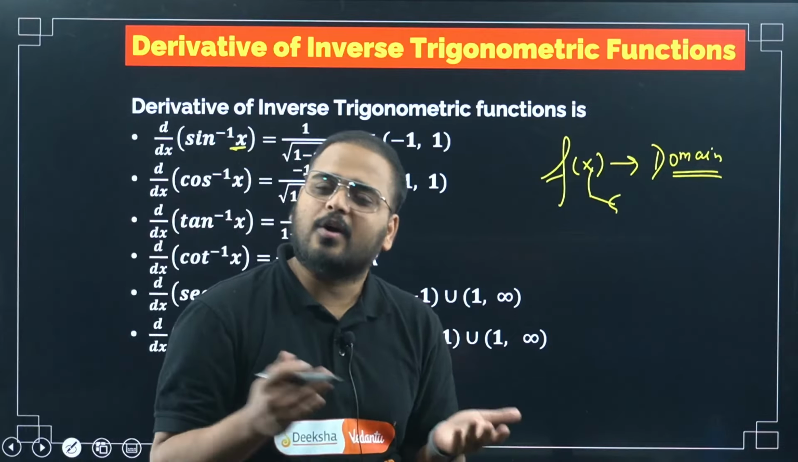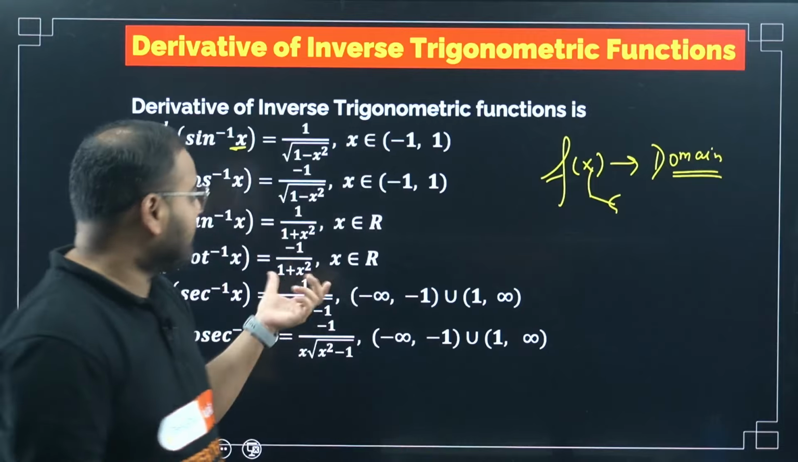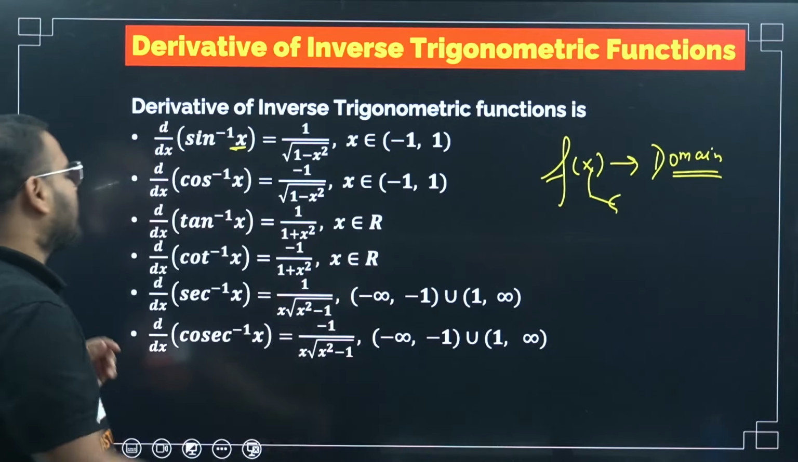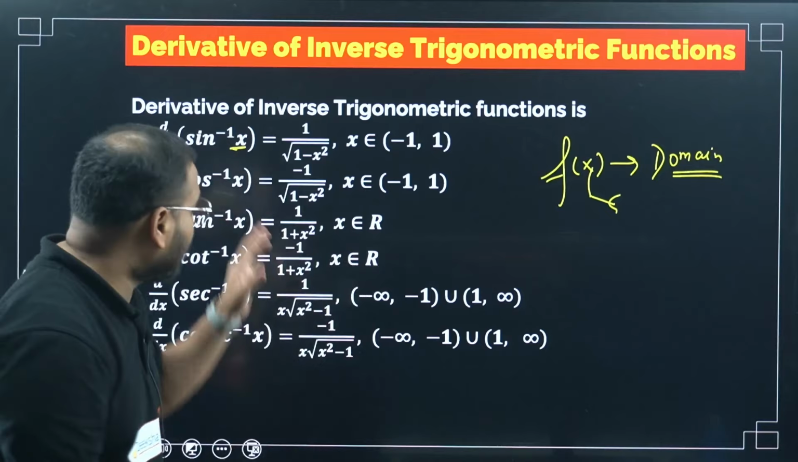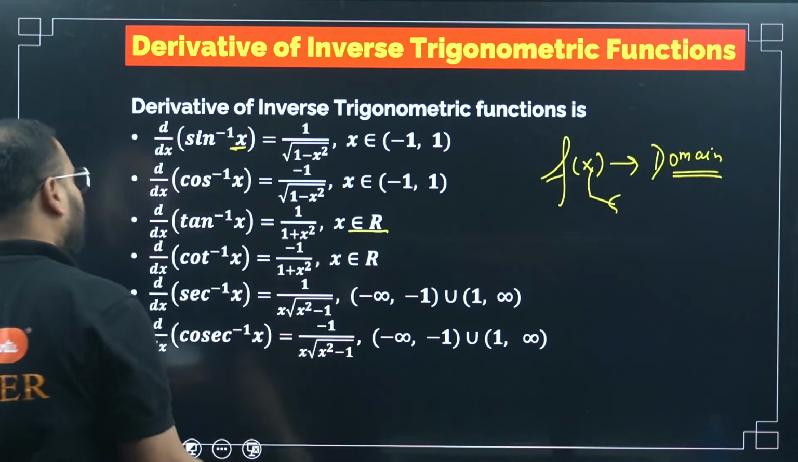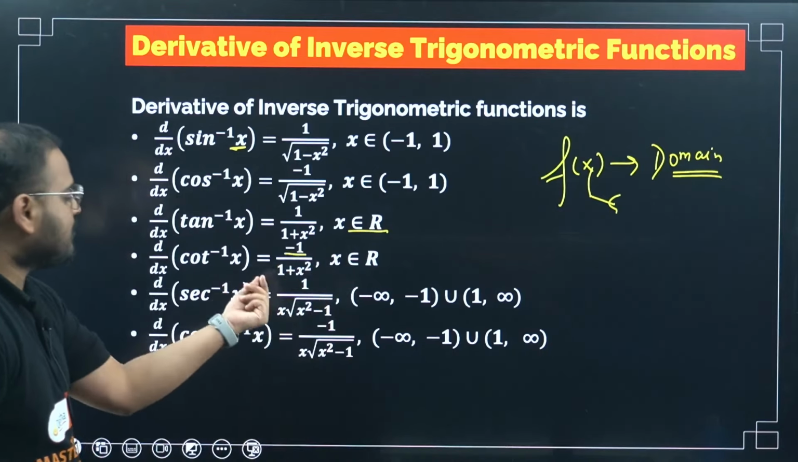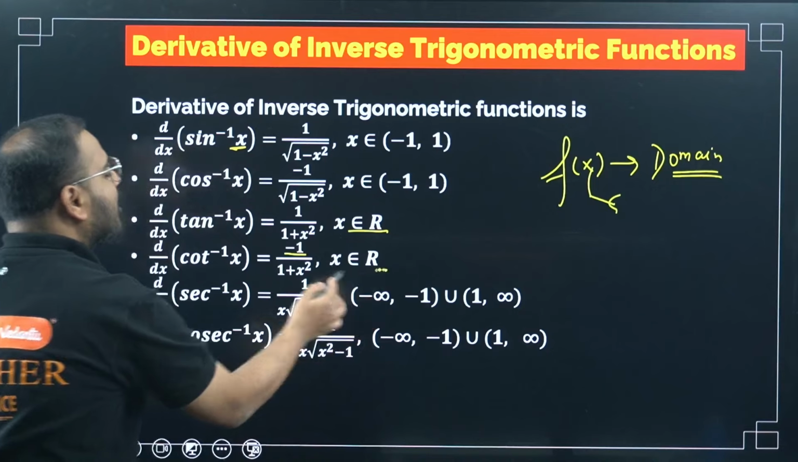In boards or any competitive exam, if you're writing, obviously this will be preferred. I don't know why they prefer it, but they do prefer it. So the derivative of tan inverse x is 1 upon 1 plus x square for all real x. Again for cot inverse, just add a negative sign: minus 1 upon 1 plus x square for all real x.